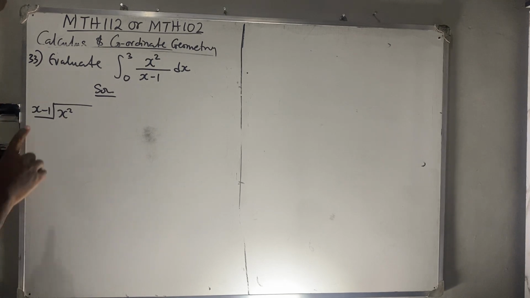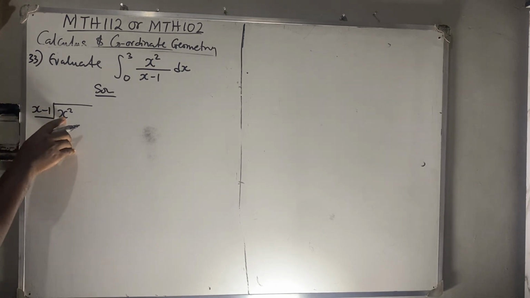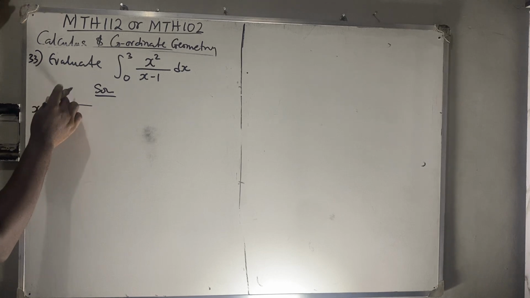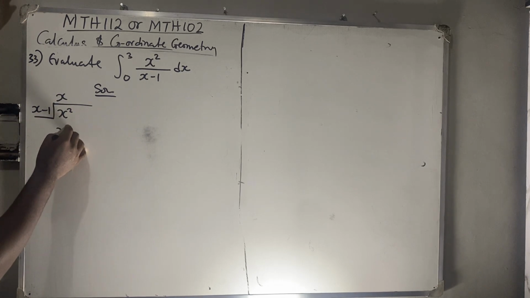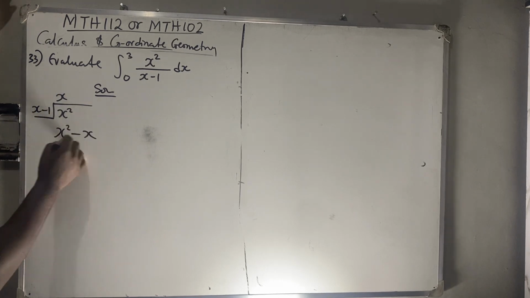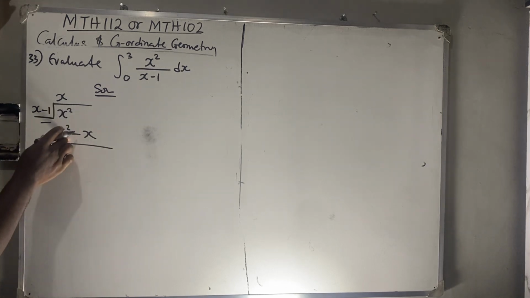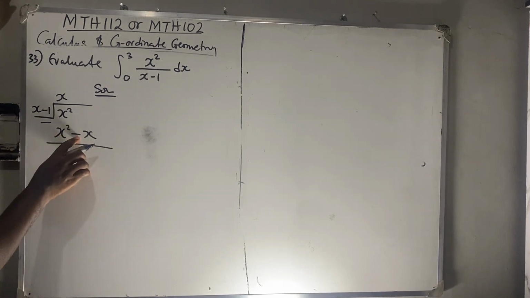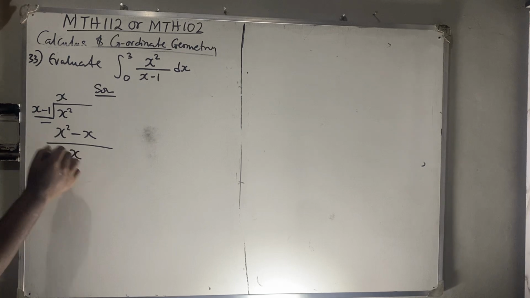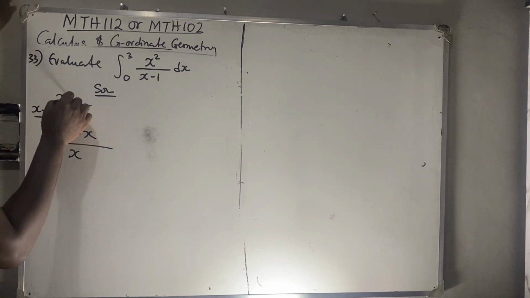So, division of polynomials. Remember, the first term divided by the first term gives x here. x times this gives x squared, and x times this gives minus x. If I subtract, x squared minus x squared is gone. Minus minus is plus, so I'm left with just x here. Divide again: x divided by x gives plus 1.